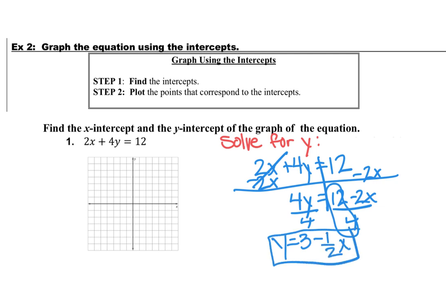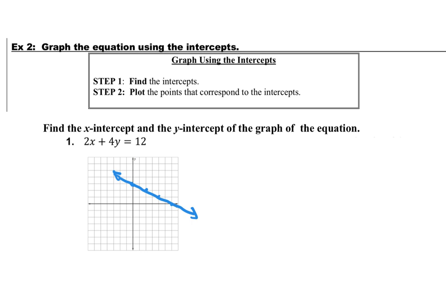Remember that when we went to graph this, we started on the 3. We went down 1 over 2, down 1 over 2, down 1 over 2. And so we'd have this straight line where we graphed it using the slope and the y-intercept. All right, now we're going to talk about how we could graph this using the intercepts.